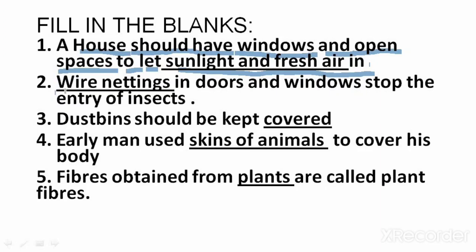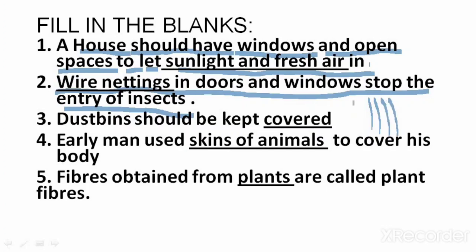Now, wire nettings. Wire nettings in doors and windows stop the entry of insects. You might have seen there are so many mosquito nets available in the market that are square with small spacing, which allows the fresh air to come in. Otherwise, the mosquitoes and flies cannot come inside. According to the size of your window and door, it has been fitted so that insects like mosquitoes and houseflies cannot come inside.